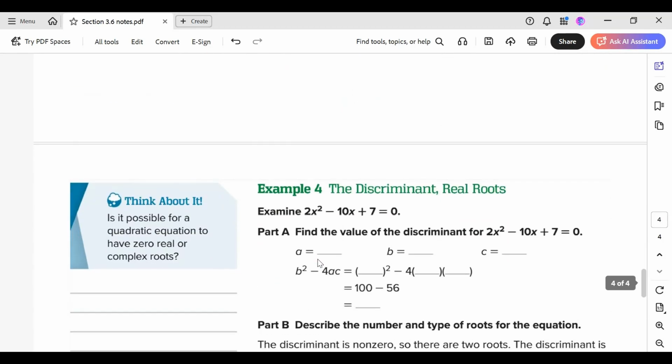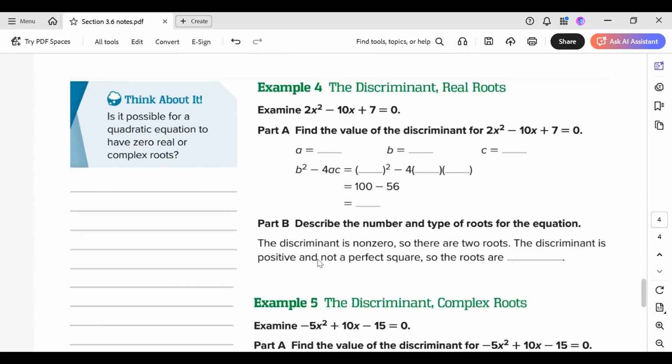In example 4, we're going to apply those pieces of the discriminant. It says examine 2x squared minus 10x plus 7 equal to 0. For part A, they want you to identify your values. Our A value is 2, the B value is negative 10, and the C value is 7. Then we plug into our formula b squared minus 4ac. So I'm writing negative 10 squared minus 4 times 2 times 7. Negative 10 squared is 100, and 4 times 2 is 8, times 7 is 56. 100 minus 56 is 44.